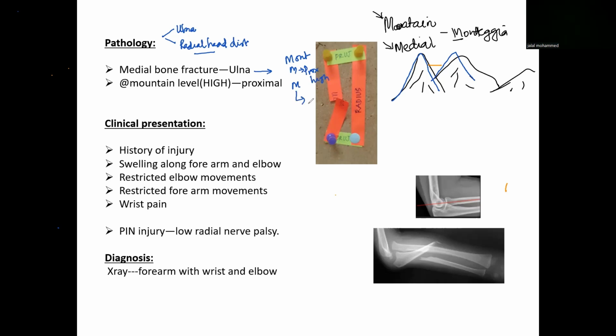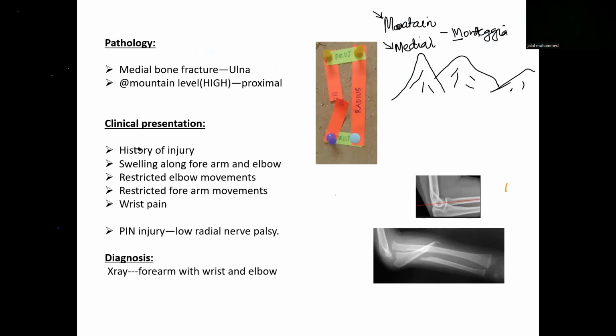Then the medial bone, which is the medial one among the radius and ulna, is the ulna. So M for Monteggia, M for mountain, that means high. Then M for medial bone, that is ulna. So it's a combination of proximal ulnar fracture along with the radial head dislocation. This is how you need to remember the Monteggia fracture.